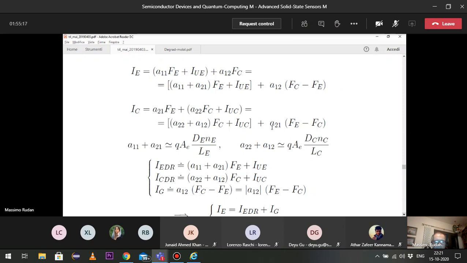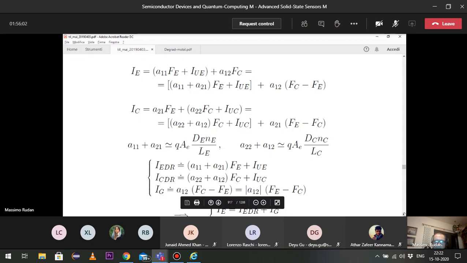Now introduce some modifications in the definitions. The first block in the square brackets in the first equation, again, is the current of a diode, okay? Some coefficient times the exponential minus 1 plus the recombination current. Call it IEDR, just a name for this quantity. In the second equation, again, the brackets is the current of a diode. Call it ICDR.